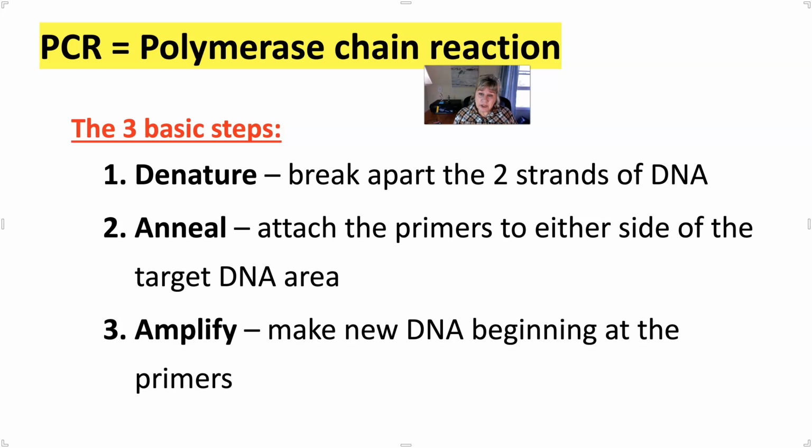So primers are usually pieces of RNA. And they're tiny little pieces. They're just a few bases long. And they stick to the beginning and the end of the DNA target area on the 2 different strands. One on one strand on one end and one on the other strand on the other end. These are the primers. They attach during the annealing step. And then you have the amplification step.